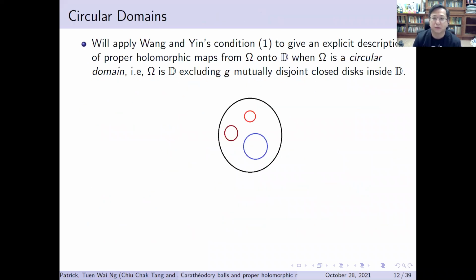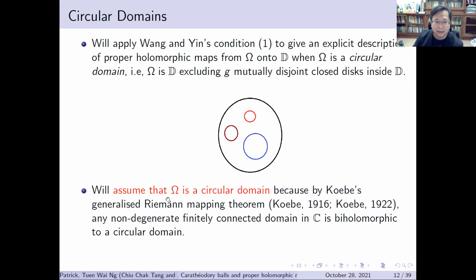Now we are going to apply this harmonic measure condition to a particular type of omega, which is called a circular domain. By circular domain, I mean you take the standard unit disk, and then you take away a number of smaller circles, that is, smaller disks. So this is one example.